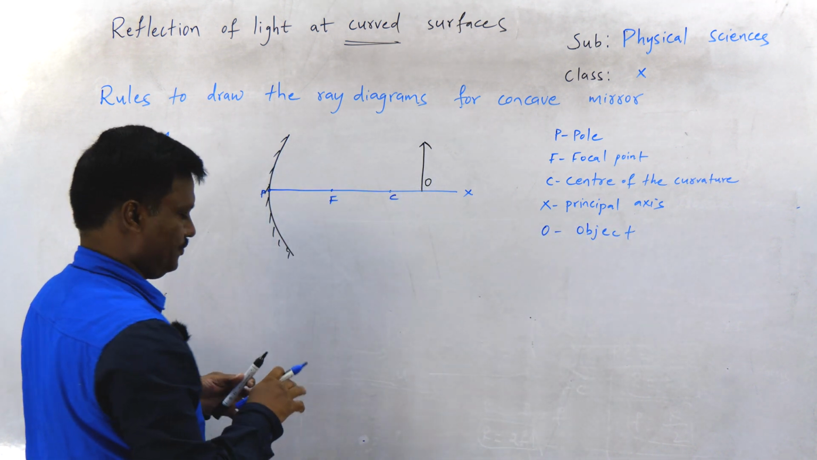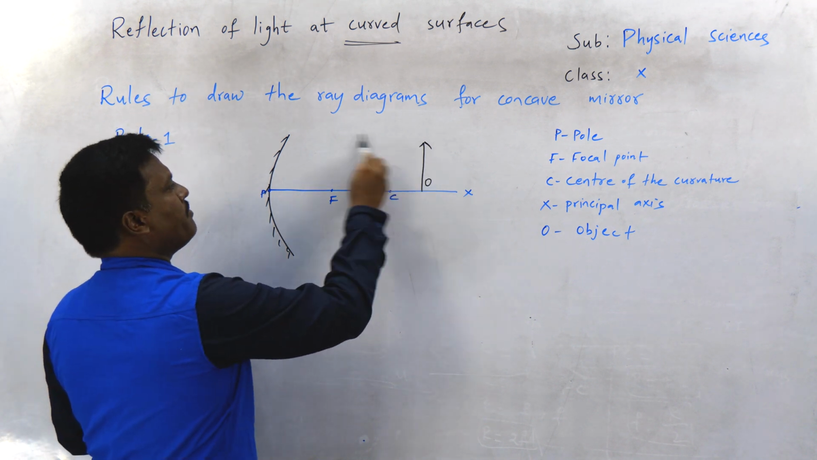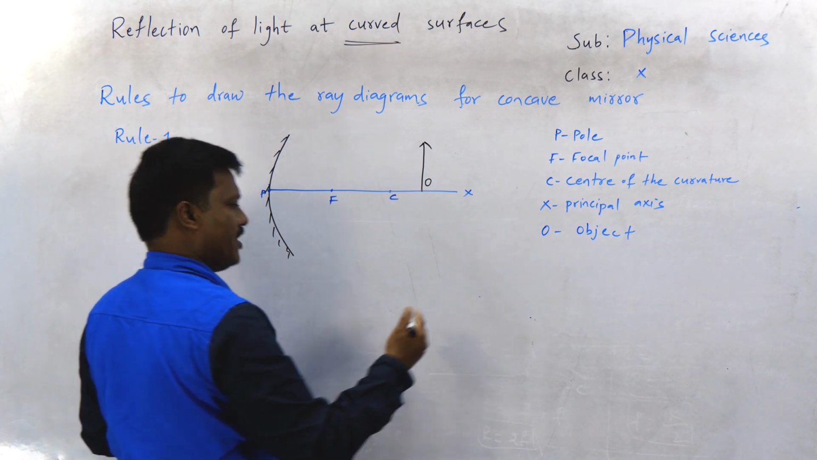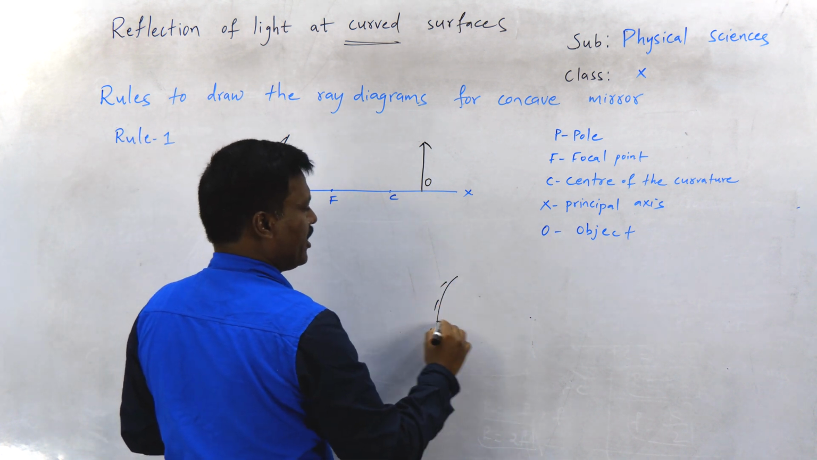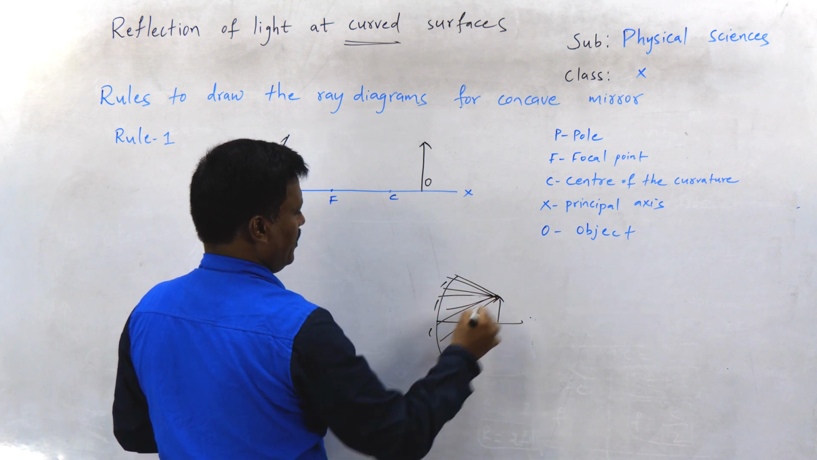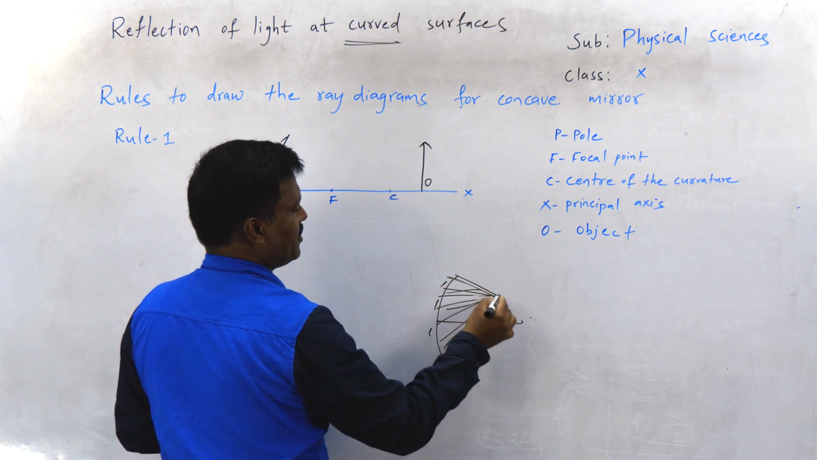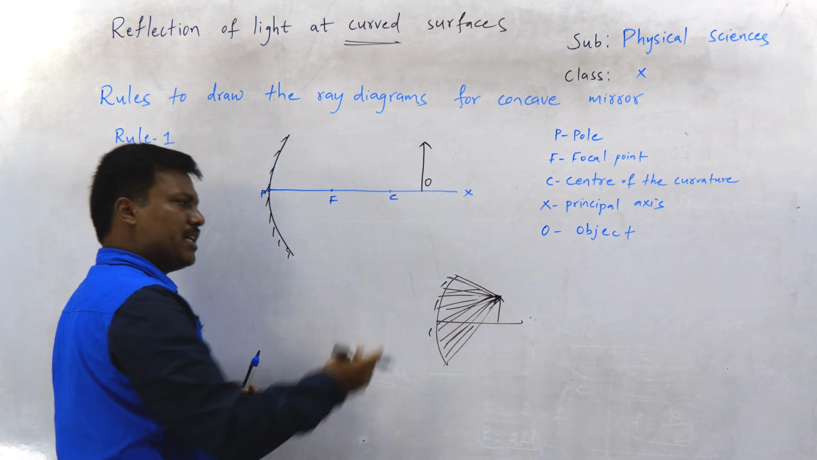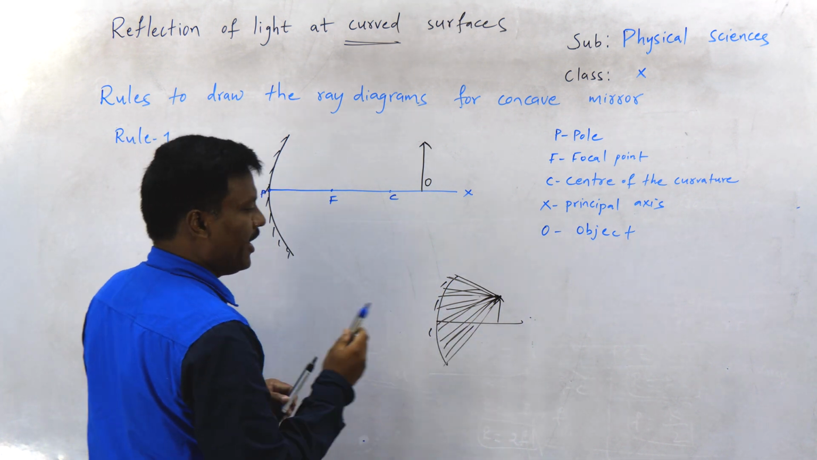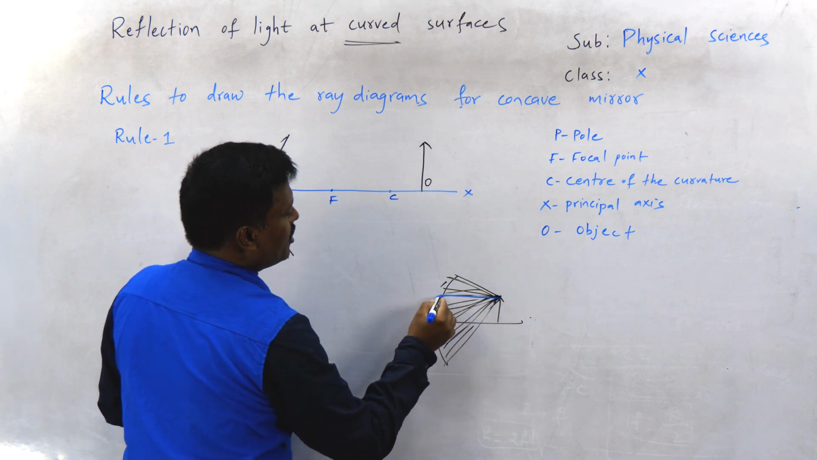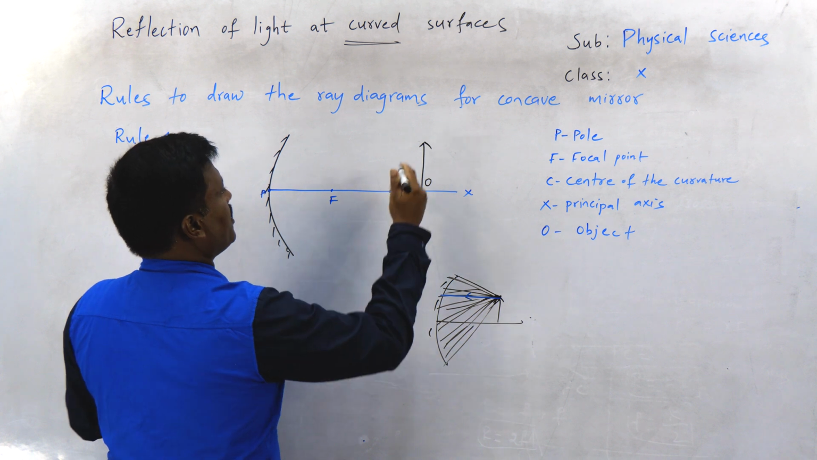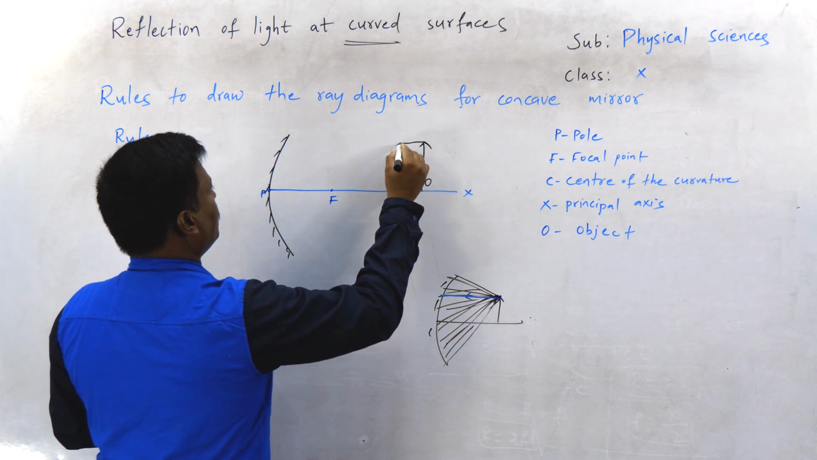The object is placed here. From the tip of the object, many light rays are going to be incident on the mirror. If this is a concave mirror and you place the object this way, infinite light rays from the tip of the object meet the mirror. But can we take all of those? No. We consider only a few rays. One ray passes parallel to the principal axis.